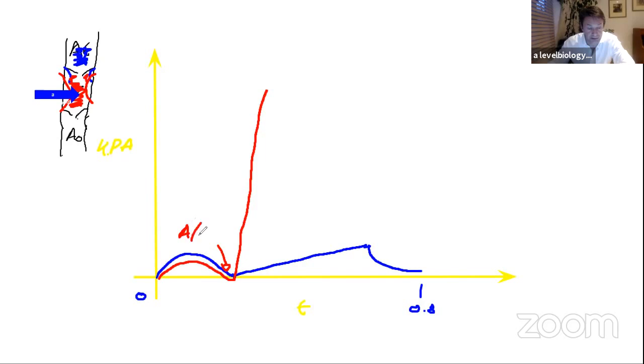So at this point, the atrioventricular valve will close, because the pressure goes up in the ventricle, becomes higher than in the atrium, and the blood is pushed from the ventricle back into the atrium, which pushes the atrioventricular valve closed.